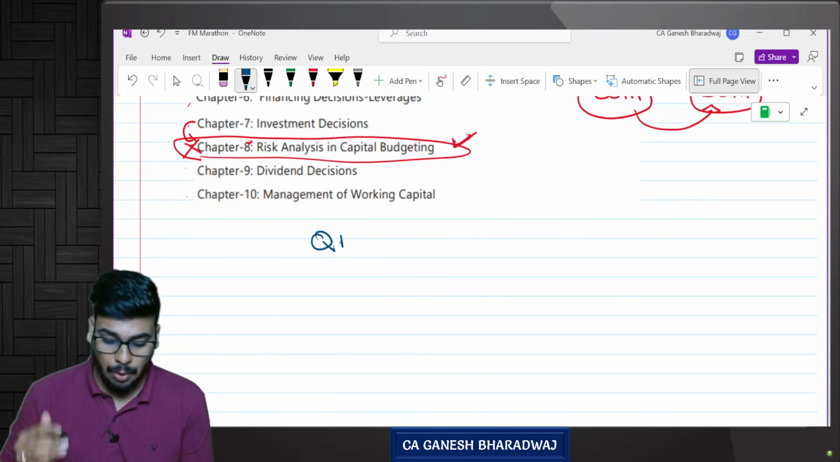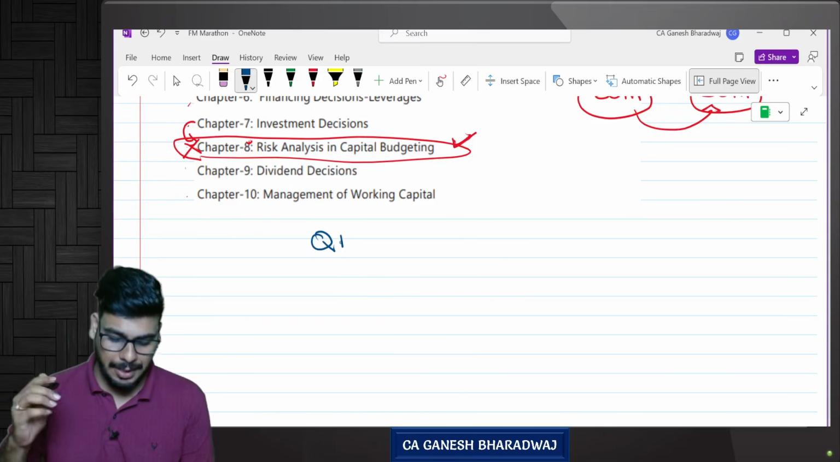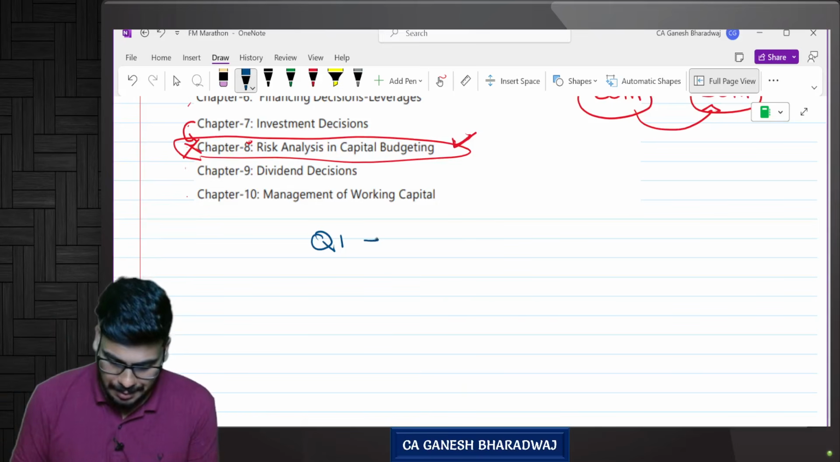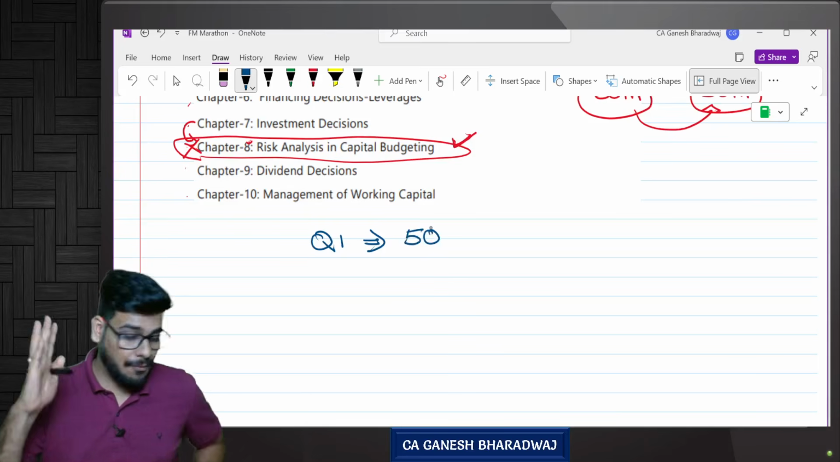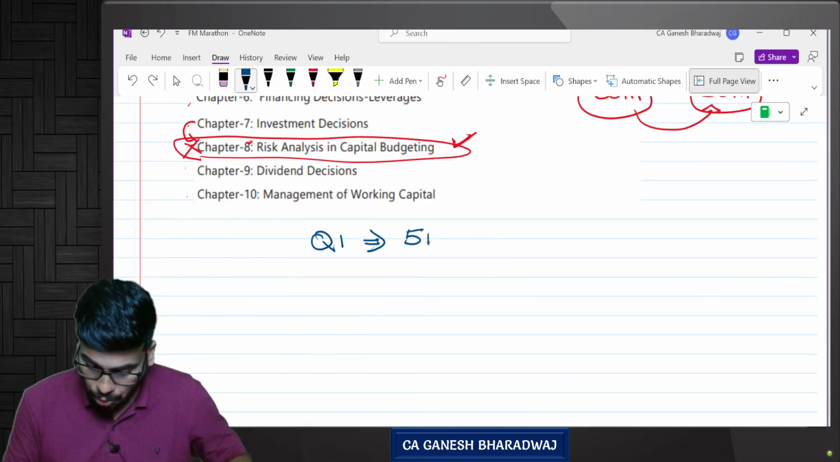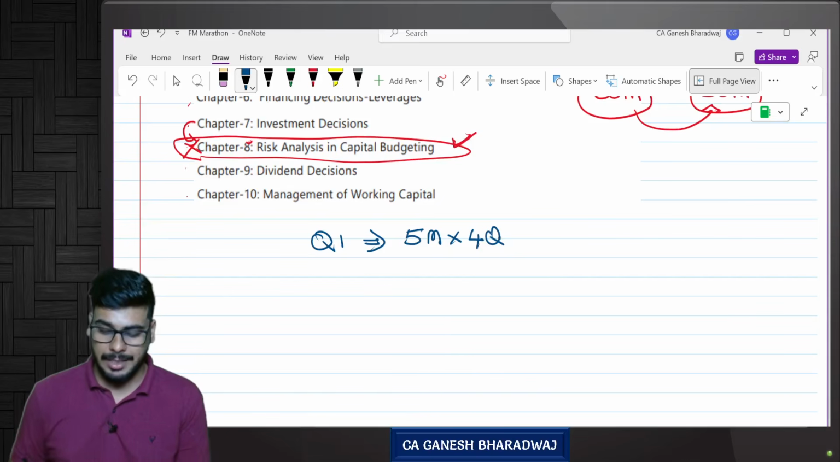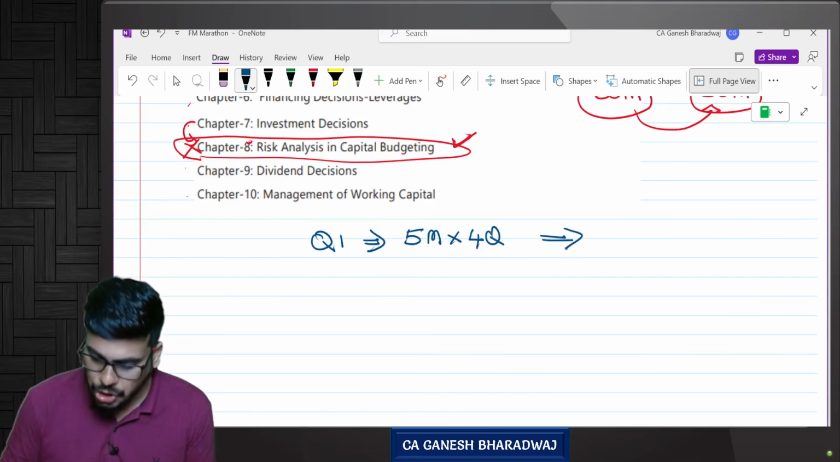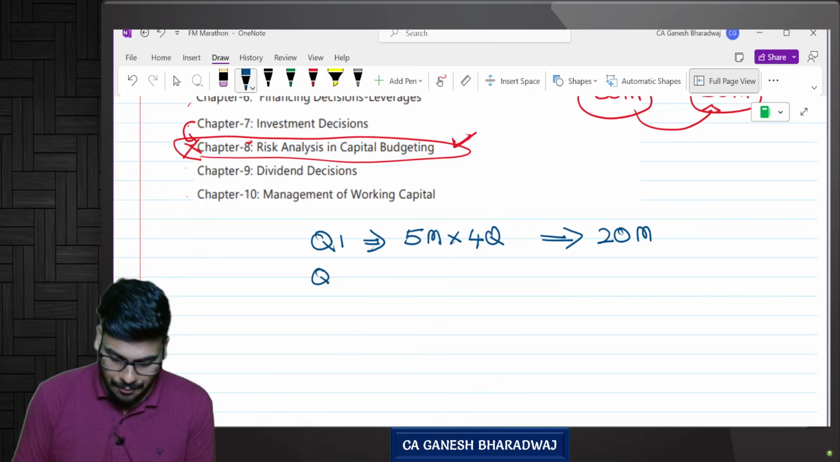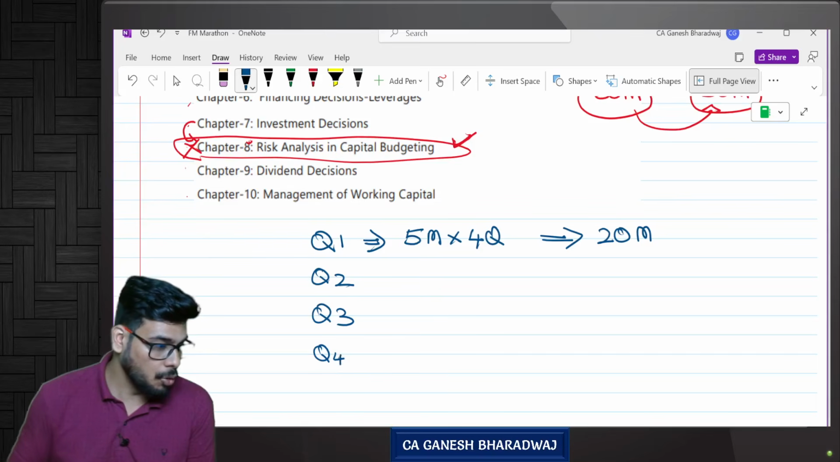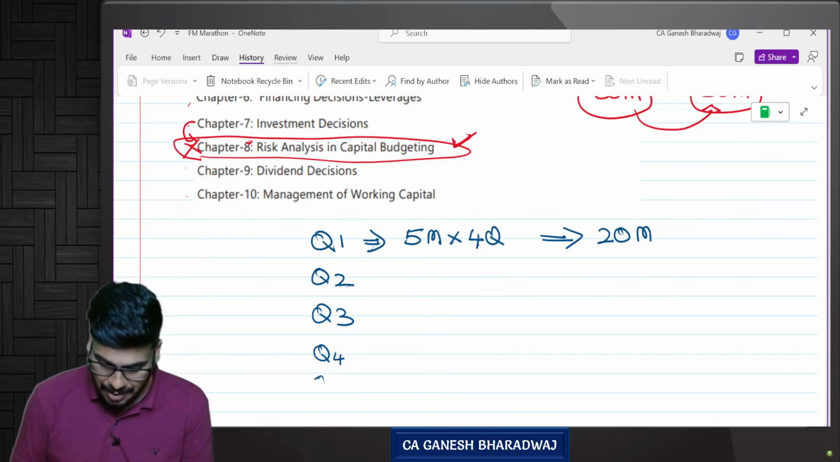Clear with this? Now, in the existing old syllabus, question number 1 generally has 4 questions, each carrying 5 marks. So 4 questions carrying 5 marks each. So overall, the first question gets tested for 20 marks. Clear with this? Then you have question number 2, question number 3, question number 4, question number 5, and question number 6.